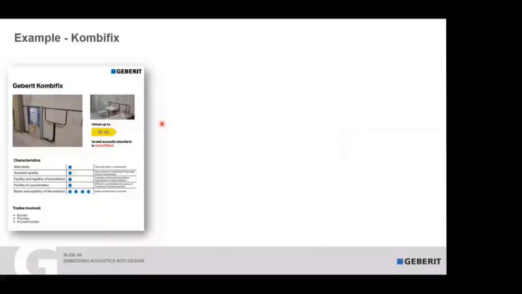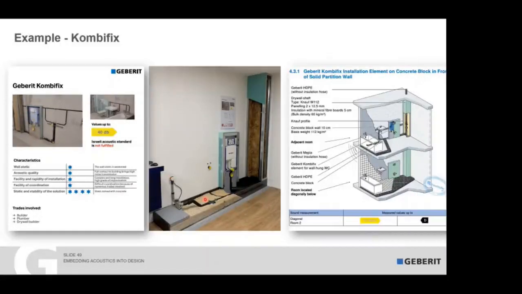Then you see here an example with a Combi-Fix installation. This is a build-up we did in our laboratory here, a typical build-up with Combi-Fix. And then you see here we have the built-in situation with the duct. You can also see we have a drywall. Everything is specified: Knauf W112. We have an HDPE pipe here on the downpipe, and also an HDPE pipe on the branch pipe.